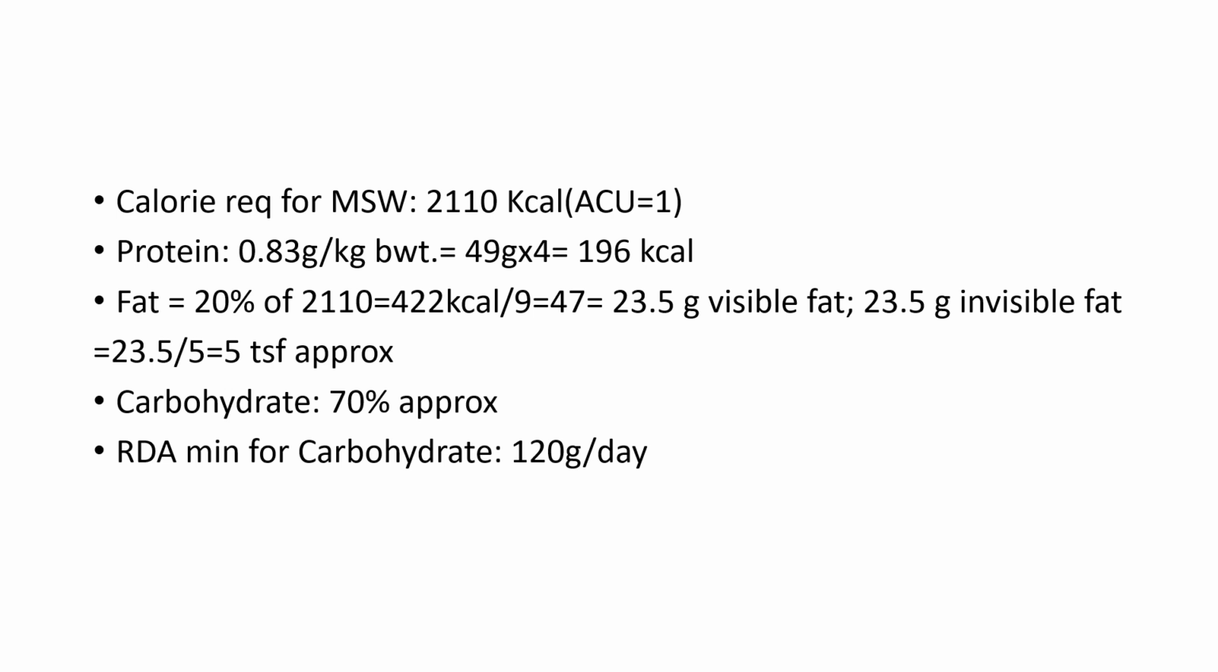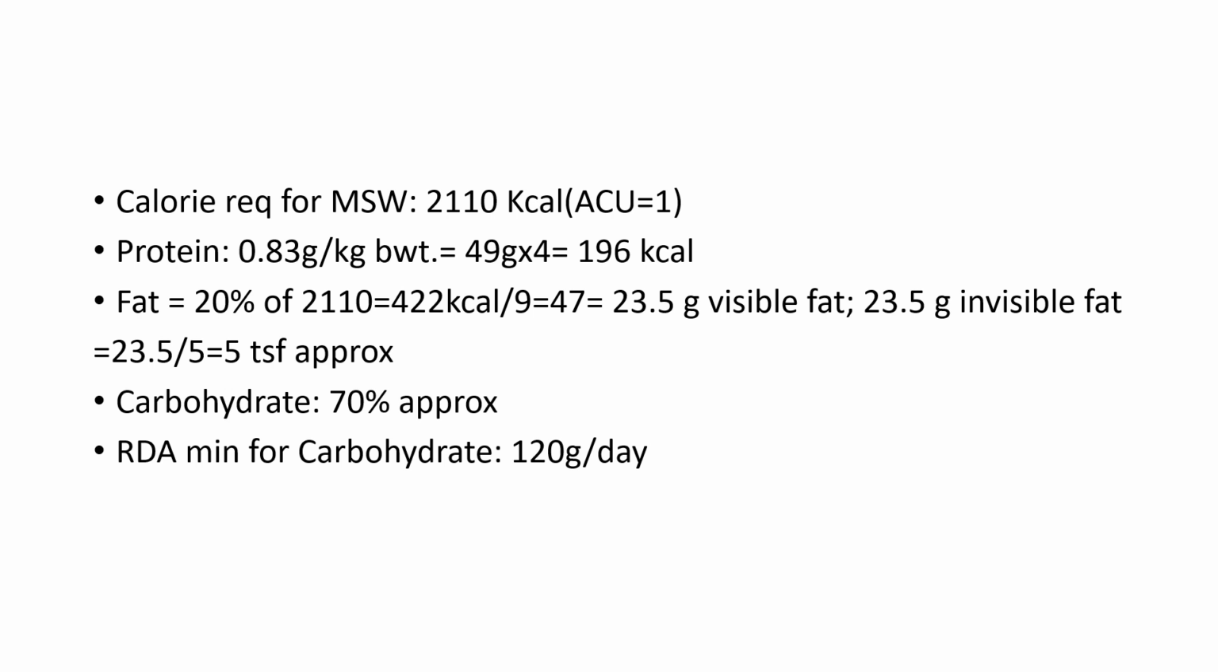And regarding the fat, 20% should come from it. So 20% of 2110 is 422 kilocalories. If I divide it by 9, because each gram of fat yields 9 kilocalories, it will show that we require 47 grams of fat every day. And of these, 50% should be from the visible fat, like oil, vanaspati, ghee, dalda, butter included, and the rest from invisible fat, which is present in the form of cereals and other vegetables.